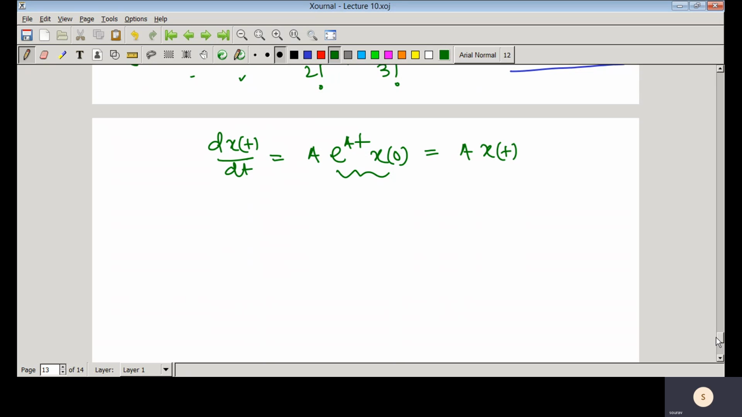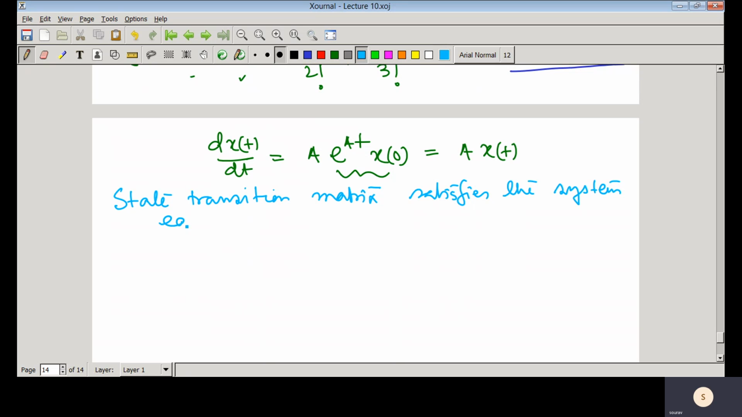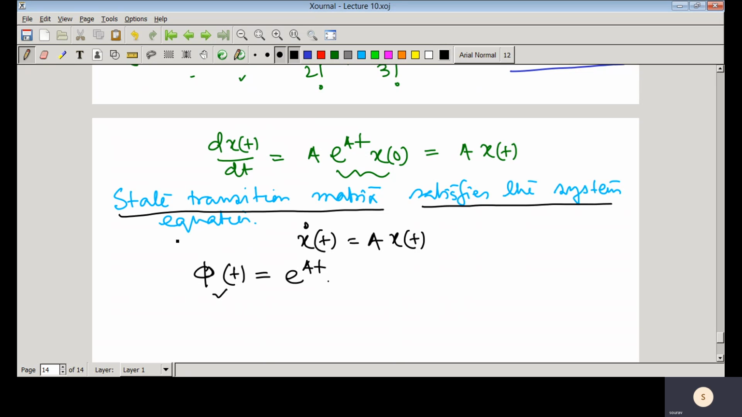Another interesting thing we can notice here is that the state transition matrix satisfies the system equation. What is that system equation? The system equation is x dot t equals Ax(t). I am taking the homogeneous case, that means u(t) equals 0. Now suppose the state transition matrix is denoted as phi(t), equal to e to the power At. So this statement says that the state transition matrix phi(t) satisfies the system equation. That means if we replace this one here, it must hold.